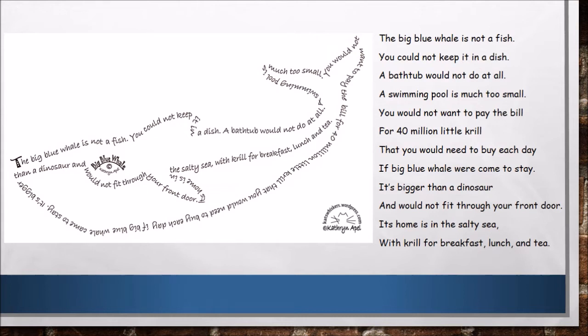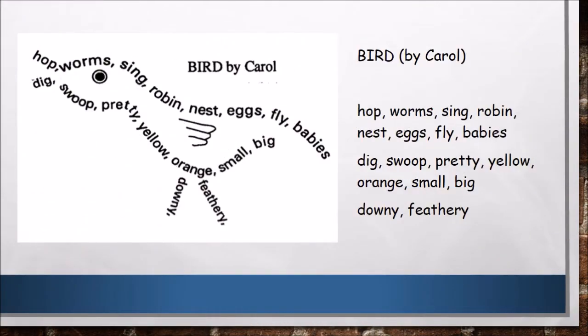You would not want to pay the bill for 40 million little krill that you would need to buy each day if Big Blue Whale were come to stay. It's bigger than a dinosaur and would not fit through your front door. Its home is in the salty sea with krill for breakfast, lunch, and tea. So this poem rhymes, but your shape poem does not need to rhyme, and let's look at a few more examples. So in this poem, it's not even sentences.